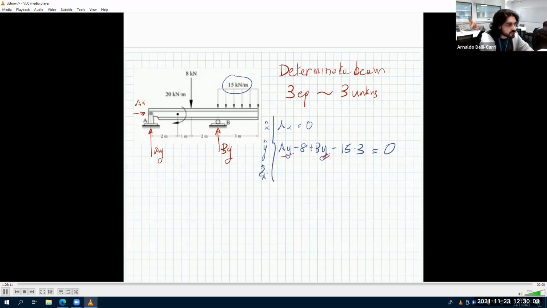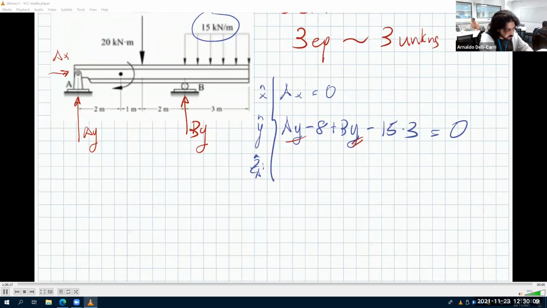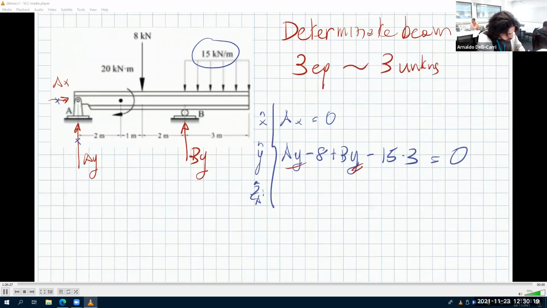So let's write the other equation. The other equation is a moment equation, and the moment around A, that means AX doesn't give any moment. This doesn't give any moment. So we have a moment, which is a clockwise moment, so minus 20.